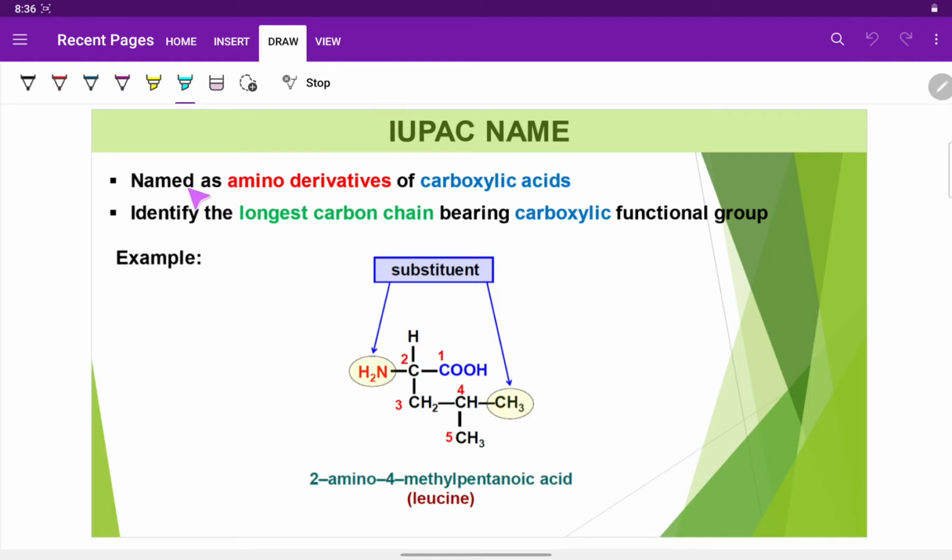Alright, right now we're going to discuss the IUPAC nomenclature for our amino acid. So the amino acid will be named as an amino derivative of carboxylic acid. Okay, so the way is to identify, as usual, the longest carbon chain bearing the carboxylic functional group. This carboxyl group must be carbon number 1. This carbon is carbon number 2. The alpha carbon must be carbon number 2.